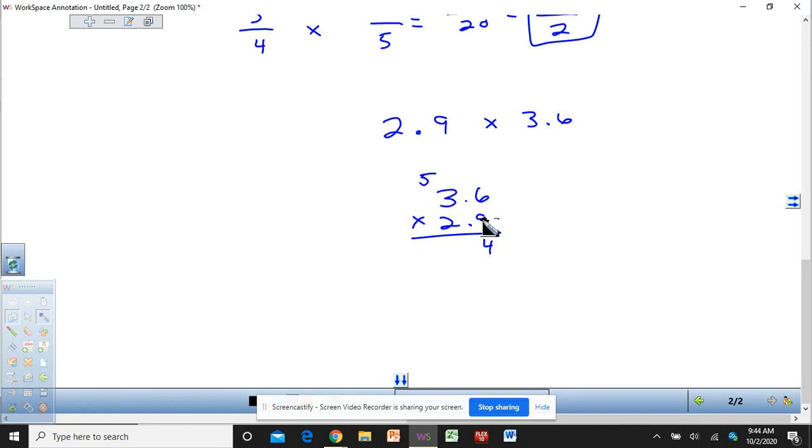3 times 9 is 27, plus 5 is 32. 2 times 6 is 12. And that's going to be 7. So now we add these together. So 4, 4, and 10.